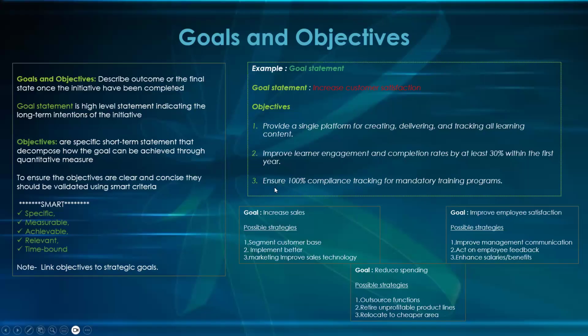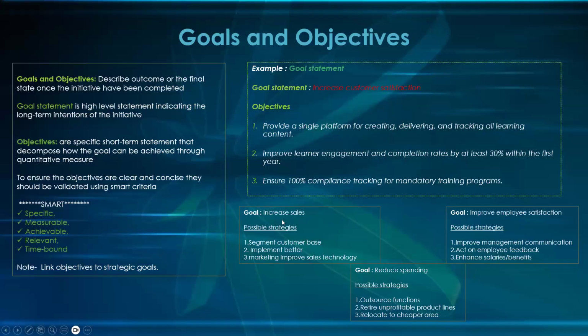Let's look at the third one. Ensure 100% compliance tracking for mandatory training. There's no time there. But there is measurement. We can measure it, 100% compliance tracking. So you can see how I tweak this so that we could see. But it's always good practice to make sure our goals and objectives meet the SMART criteria, or SMART goal.